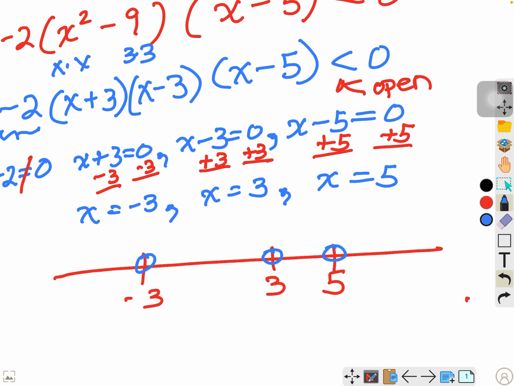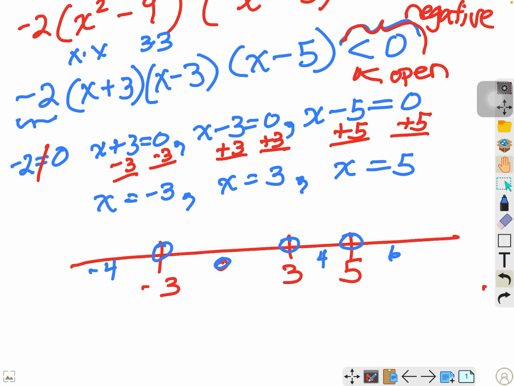And we also take a look at the fact that this is less than 0. Less than 0 means negative. So we're looking for negative regions on our number line, something that's going to make this statement true. So we have to test. We're going to test between a negative number and a positive number. We get 0, so we'll test 0. We could have tested 1. We're going to test 4, 6, and negative 4.